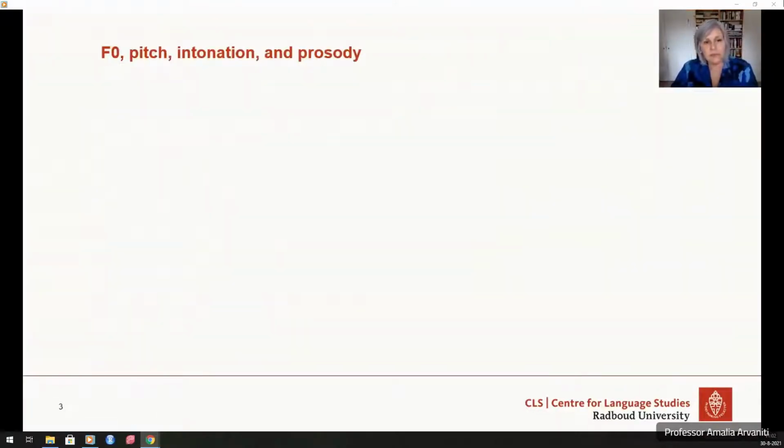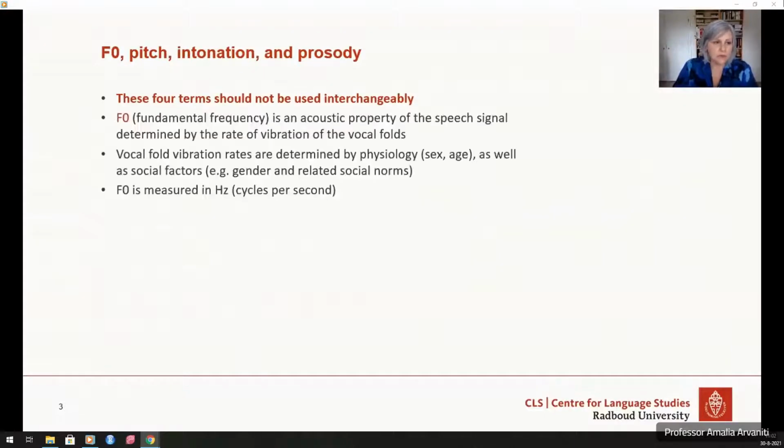Now, we start with 4 terms that have often been used interchangeably in research: F0, pitch, intonation, and prosody. The one thing to remember is that these terms do not mean the same thing, and therefore they should not be used as if they were synonyms. And what I will do in the rest of this presentation is try to explain what each term means in turn. So starting with F0.